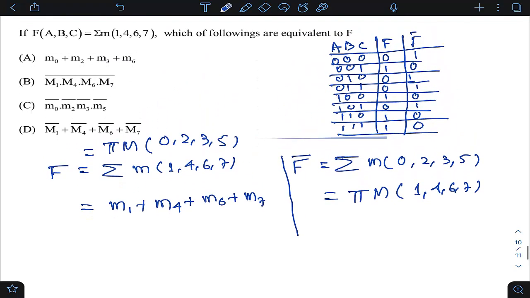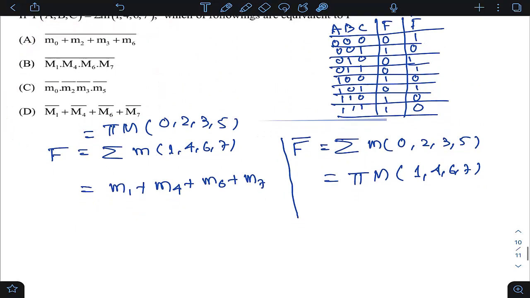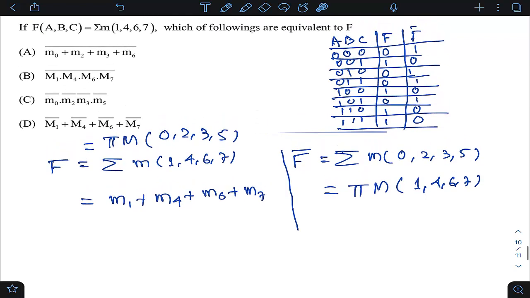What is the question, friends? I want to check which of these 4 options this function is equivalent to. So in that aspect, I am doing the discussion. I want to explain the concept by taking this example as a reference. Let us see now what the analysis is. We have seen that min term i complement is equal to max term i, or max term i complement is equal to min term i.